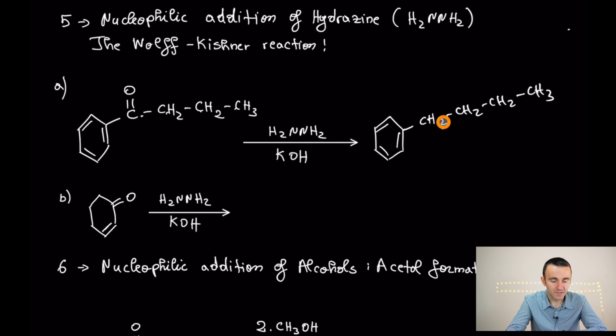Because to synthesize this with aromatic substitution, it's hard because you have rearrangement. You need to use acylation first, and after that you can treat with Wolff-Kishner reaction with hydrazine to yield a straight chain. This hydrazine reaction is specific to carbonyl compounds, because if you have a double bond, it is going to remain untouched. So the final product in this case is going to be this cyclohexene, right?